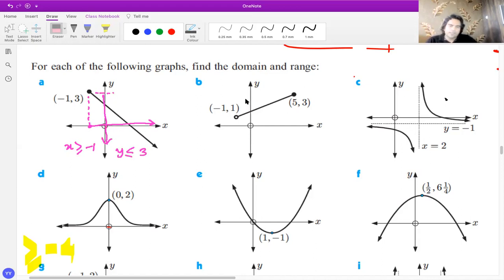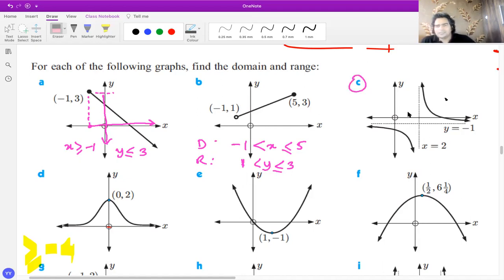That's correct. Now, when you look at this one, when you write down the domain, you have to say that x is not included at -1. It is greater than -1, and it is equal to 5. It is included at 5. So this is the domain. And the range for this will be, in the same way, y between 1 and 3, with 1 not included and 3 being included.